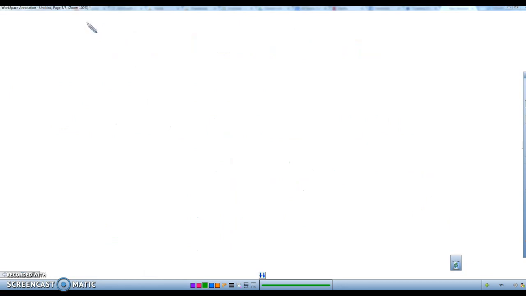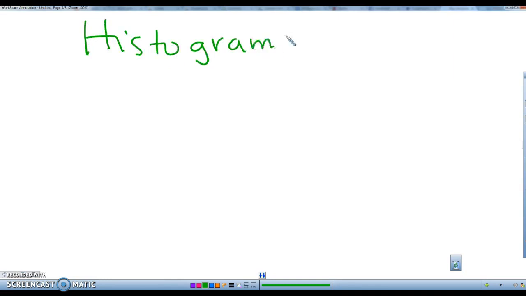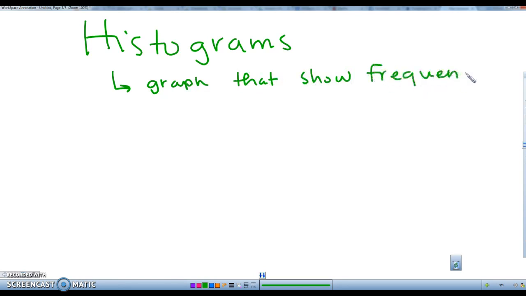Our third type of plot today is called a histogram. And histograms are a type of graph or plot that show frequency of equal intervals of data.